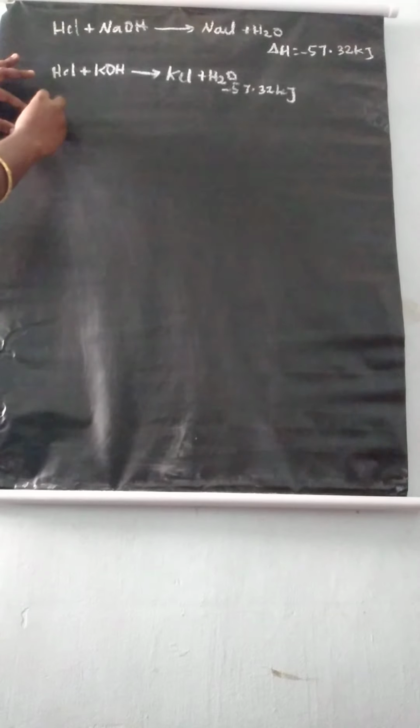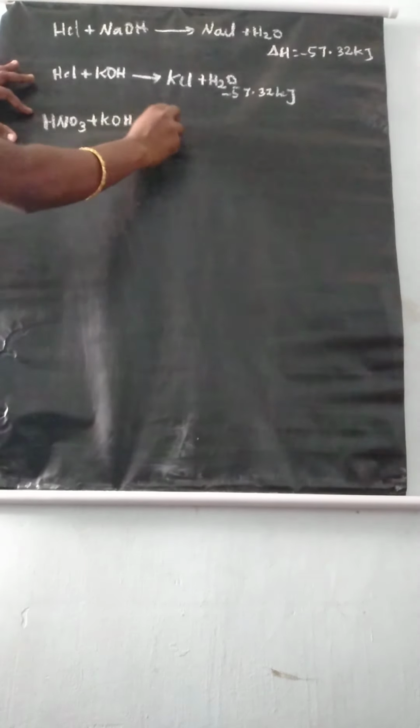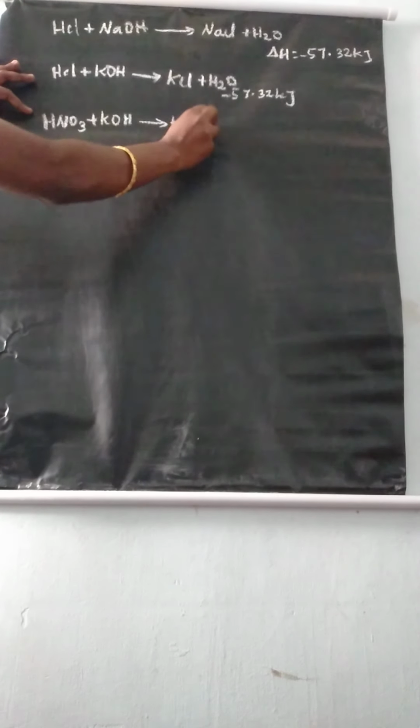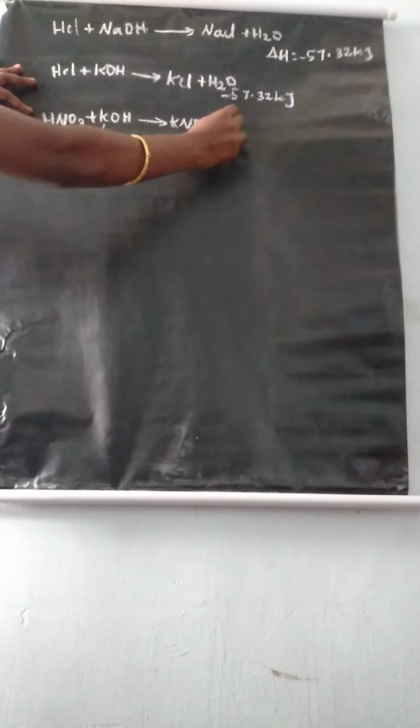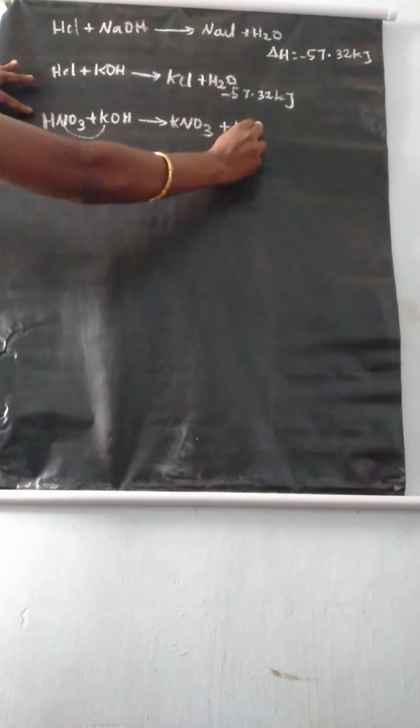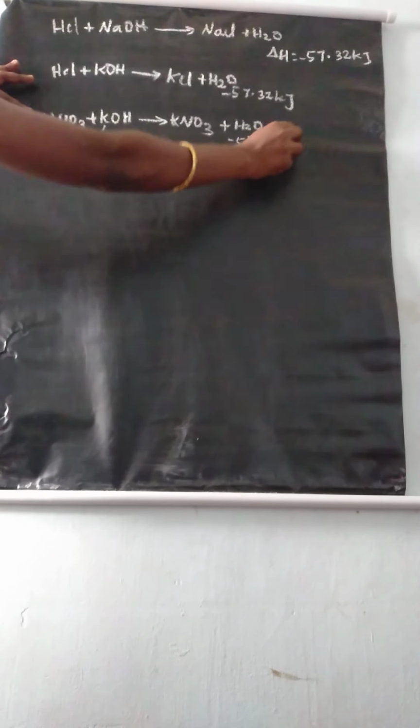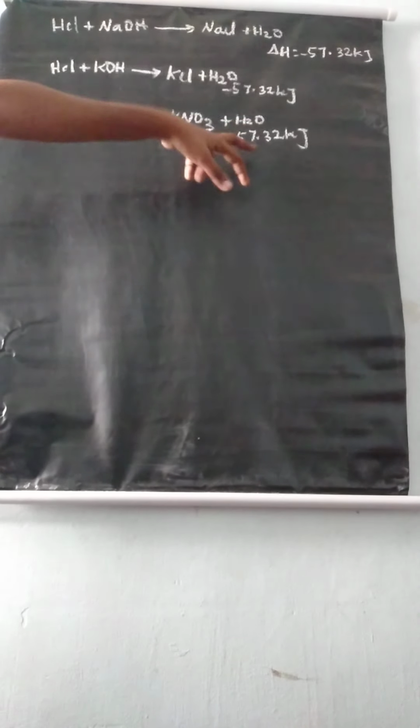For example, if the acid is nitric acid, HNO3, and the base is potassium hydroxide, these completely neutralize to form the products KNO3 and H2O. Here also you will get the same delta H value, minus 57.32 kilojoule. The reason: acid plus base forms salt, and there we got the same delta H value, minus 57.32.